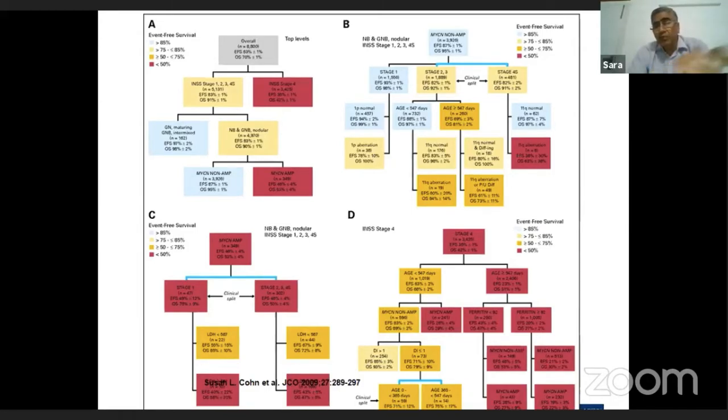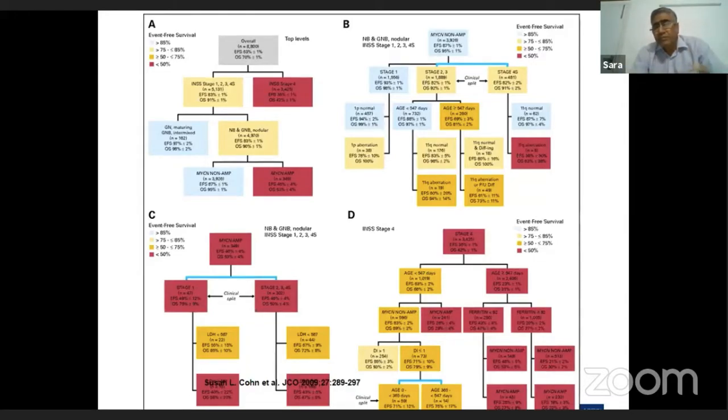Then in those who are in stage 1, 2, 3, and stage 4S, if you look at the histopathology, if the histopathology is showing ganglioneuroma or ganglioneuroblastoma, that means it is already differentiating into normal ganglionic cells, then they tend to do very, very well. 98 to 99% survive with just surgery alone. So these patients do very well. That's in blue in the A block.